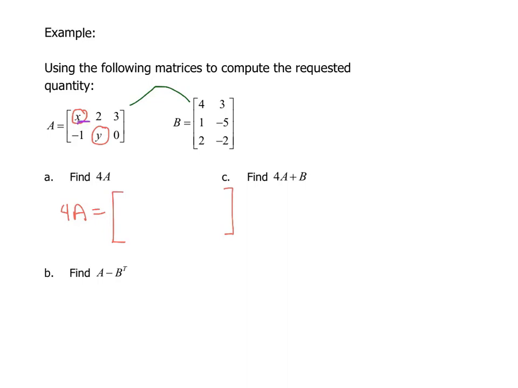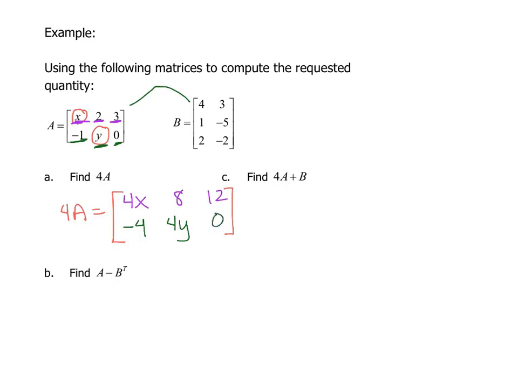I'm just going to take the number 4 and multiply every single element of my matrix by 4. So here I have x, I'm going to have 4 times x. Here I have 2. I'm going to have 4 times 2, which is 8. Here I have a 3. 4 times 3 is 12. Here I have a -1. 4 times -1 is -4. Here I have a y. 4 times y is 4y. Here I have 0. 4 times 0 is 0.